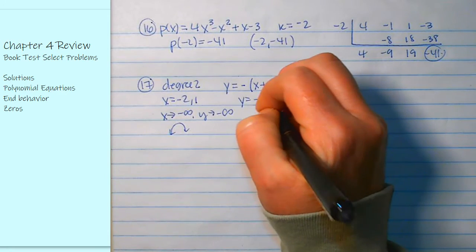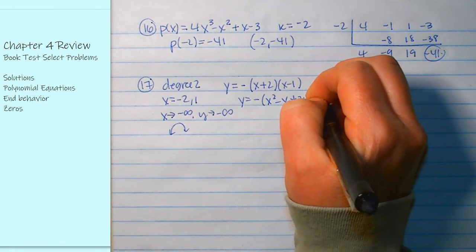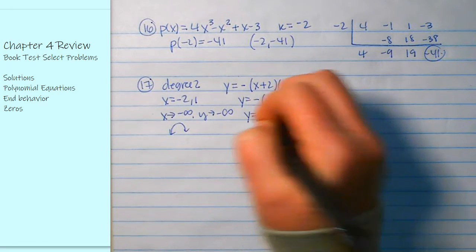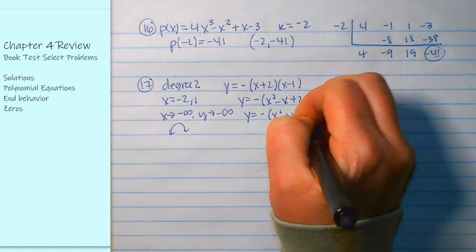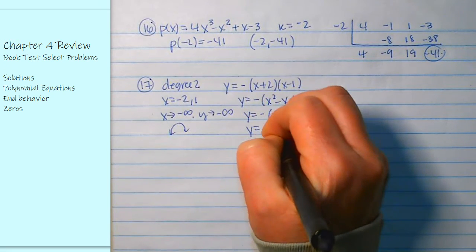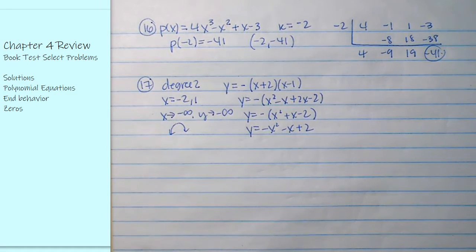These are the two zeros written in factored form, so opposite math. I'm going to have negative x squared minus x plus 2x minus 2. Y equals negative x squared plus x minus 2. Y equals negative x squared minus x plus 2. For number 17, a degree 2 polynomial that goes down.